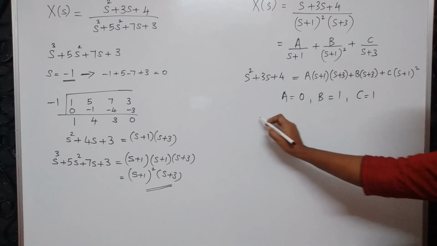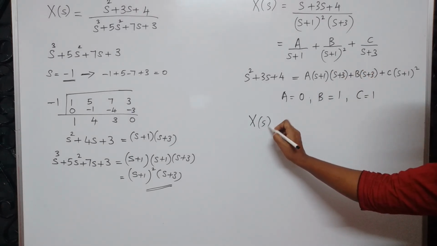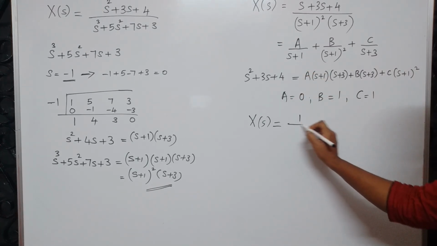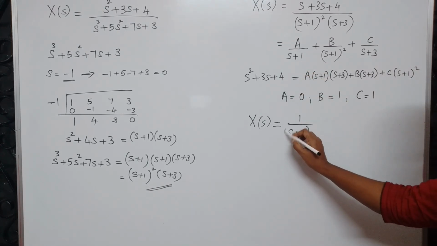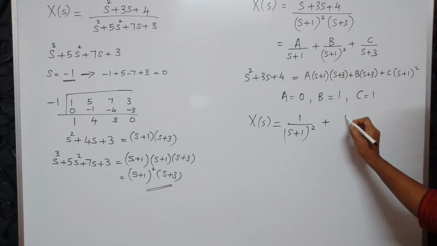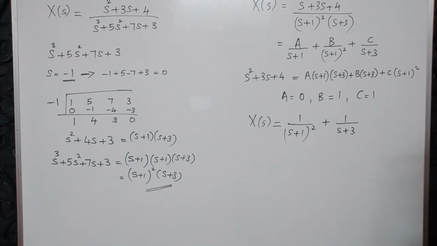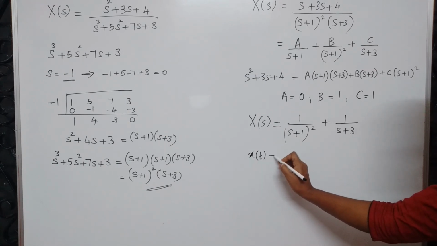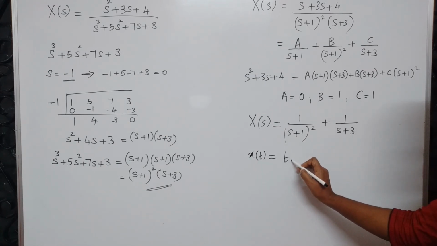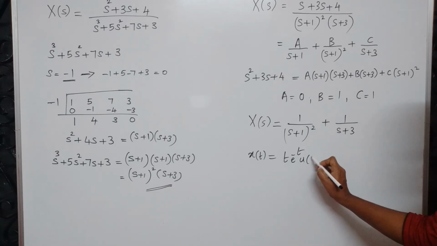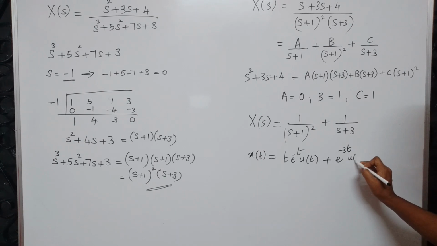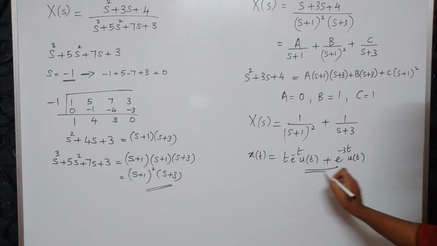So X of s can be written as a is 0, so this term will go, b is 1 by s plus 1 the whole squared, c is also 1 by s plus 3. Now this is in standard form. We can find the inverse: x of t equal to t into e raised to minus t u of t plus e raised to minus 3t u of t. This is the answer.